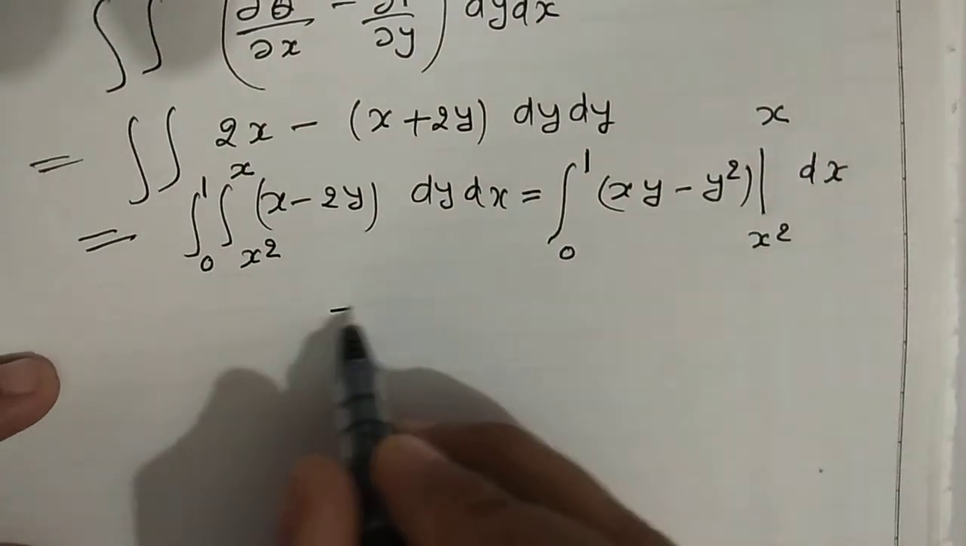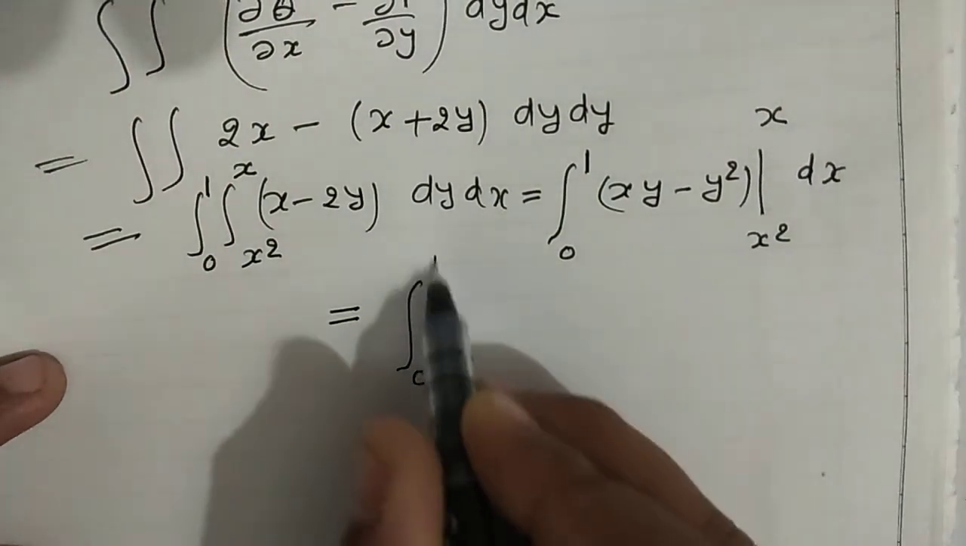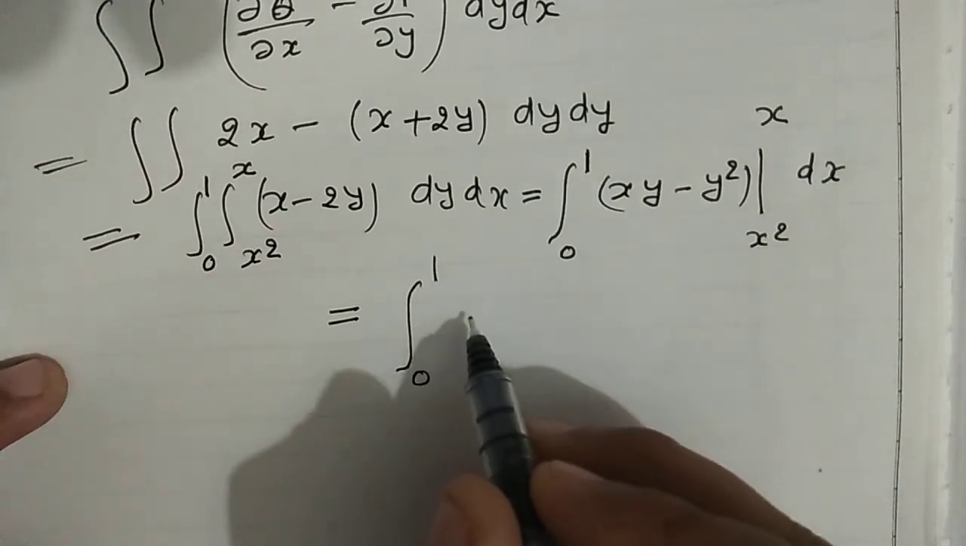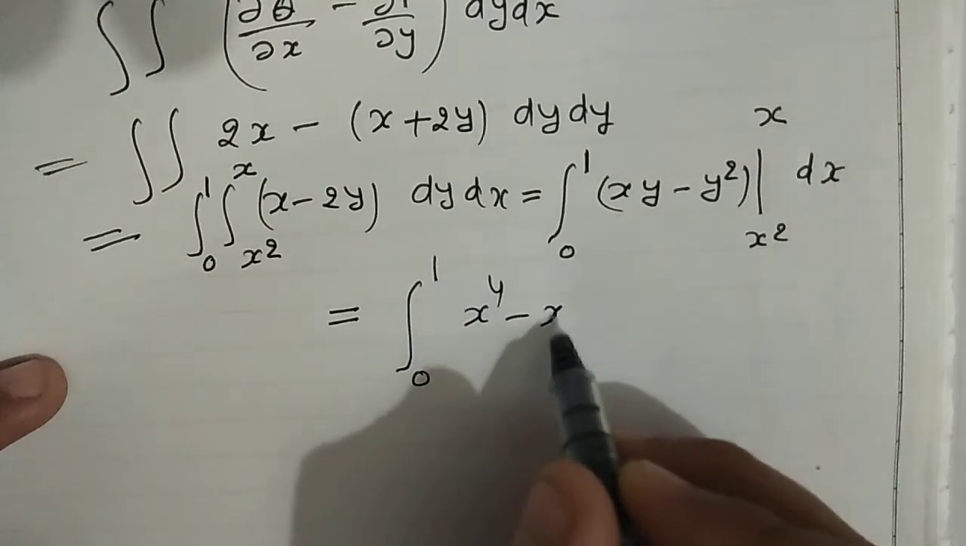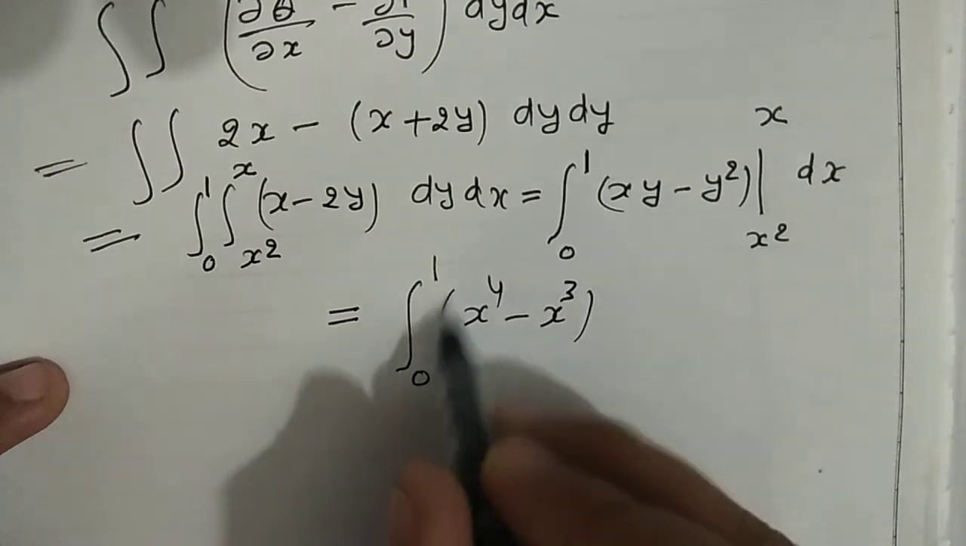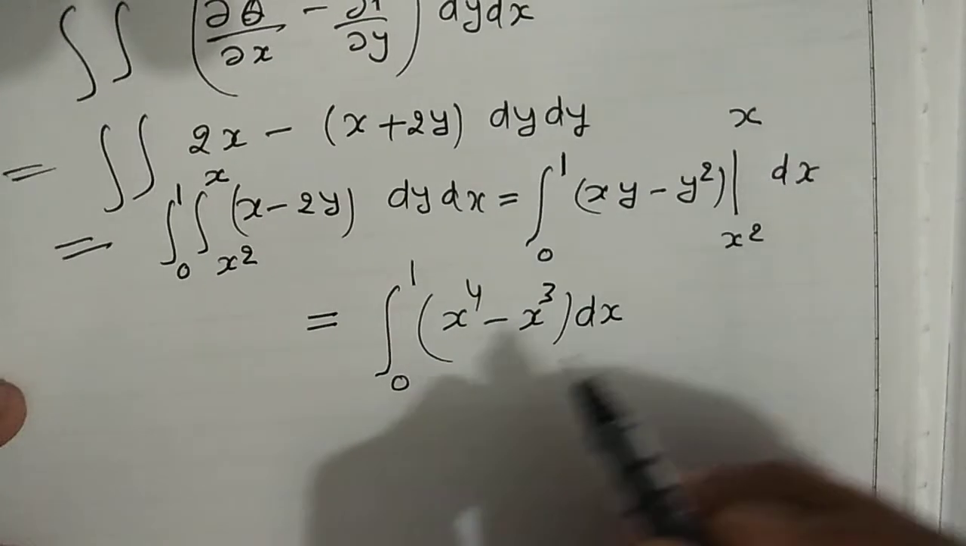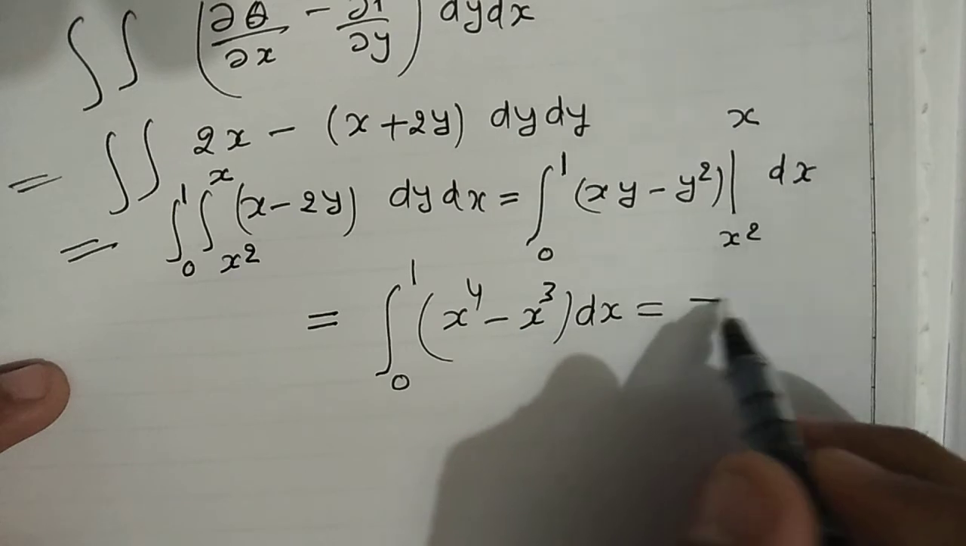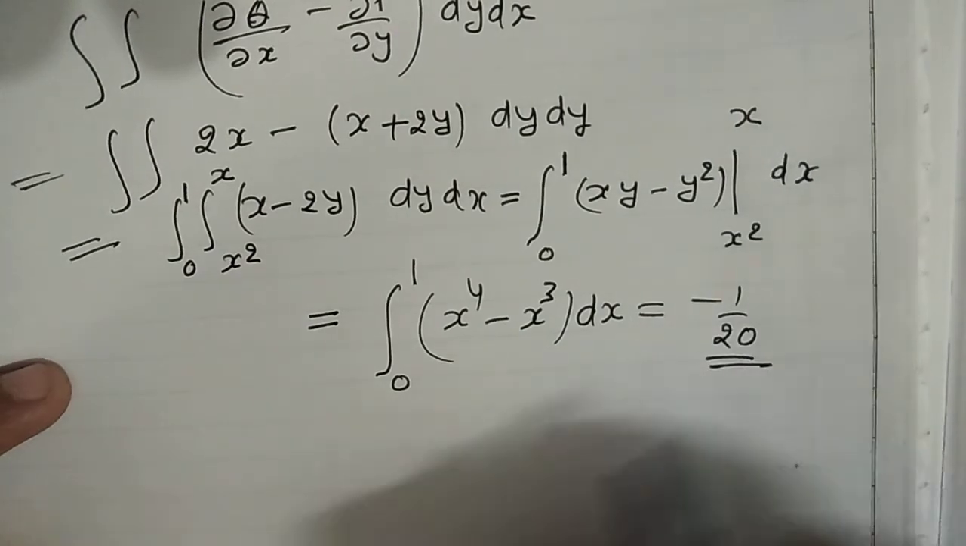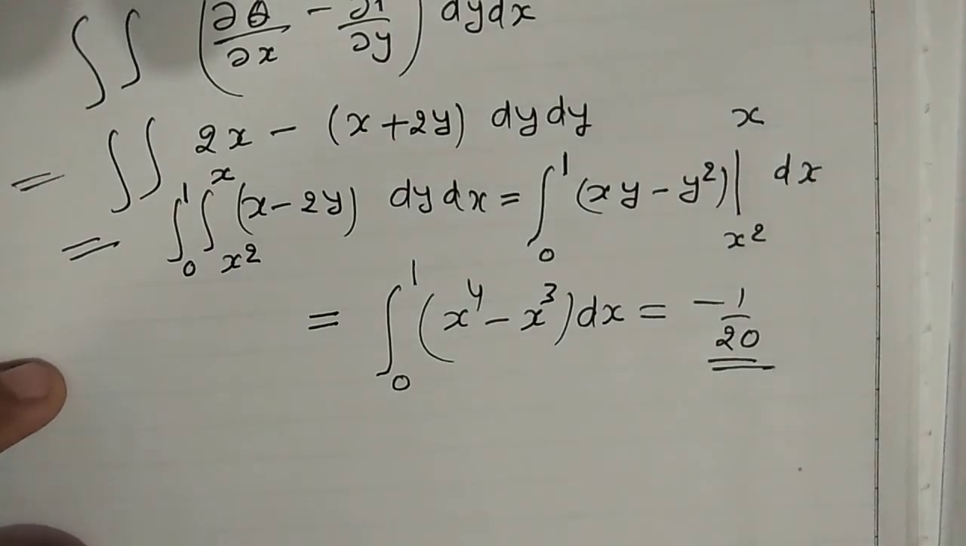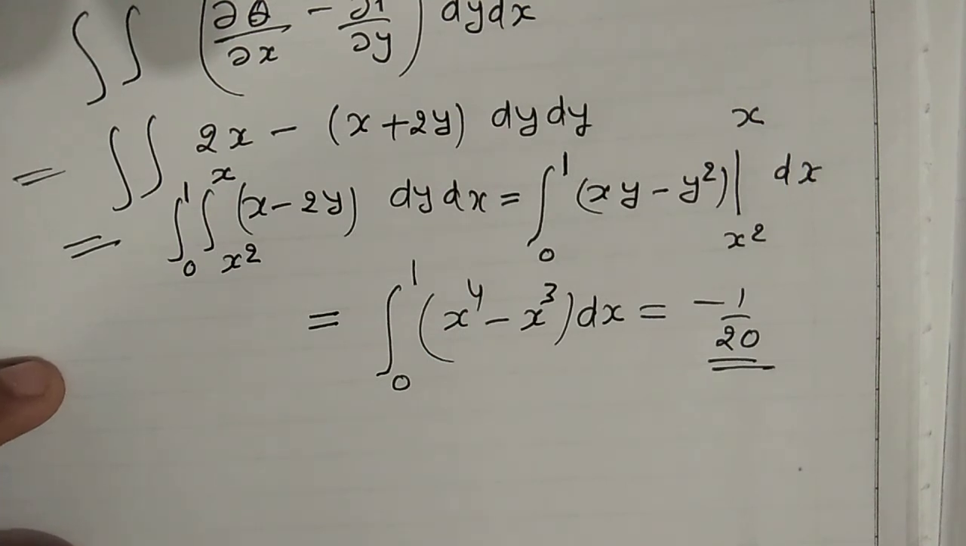So this equals the integral from 0 to 1. If you simplify, we get x power 4 minus x power 3 dx, and when you put in the limits we get minus 1 by 20. So the line integral answer was minus 1 by 20, and the surface integral answer is also minus 1 by 20. So Green's theorem is verified here.